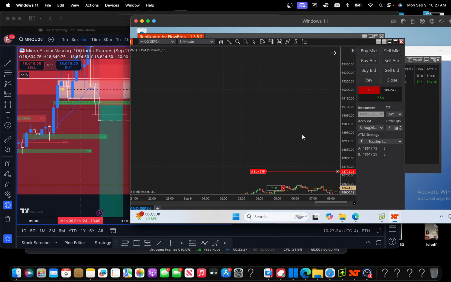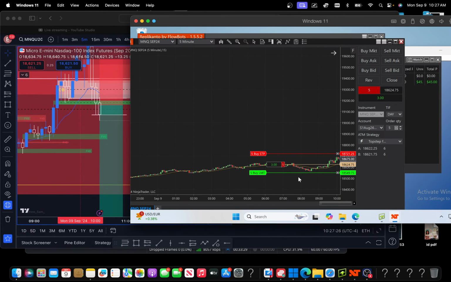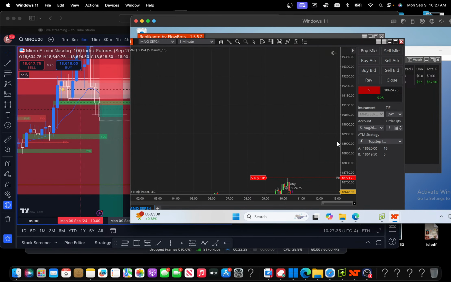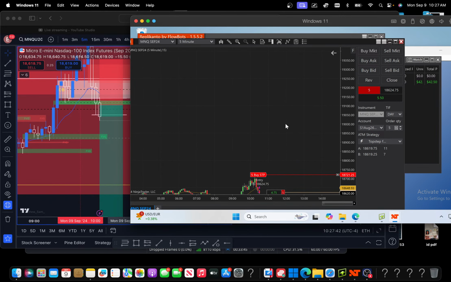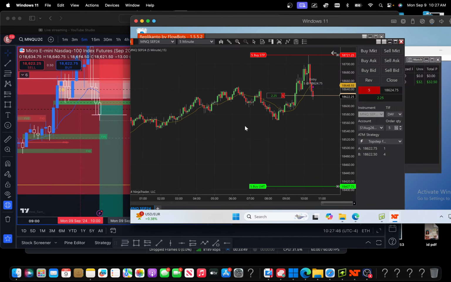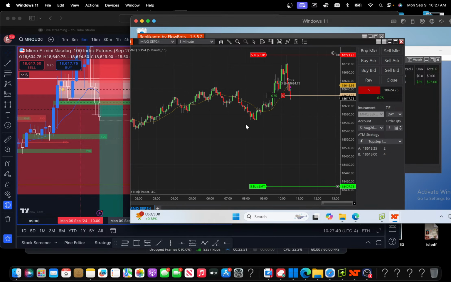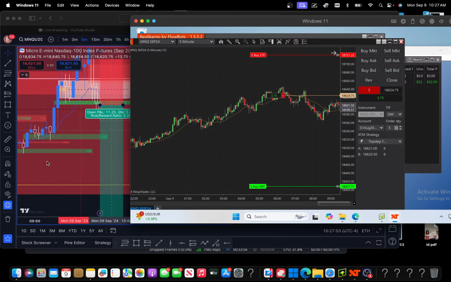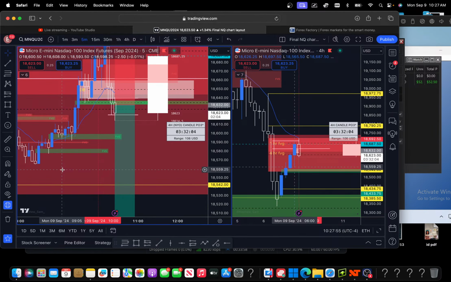NinjaTrader has the worst scaling I've ever seen. You can zoom in, but then I can't center it. So I need to work on that. But then if I, let me see. Oh, there we go. Okay, where did I want my lows at? Now we're cooking with grease.